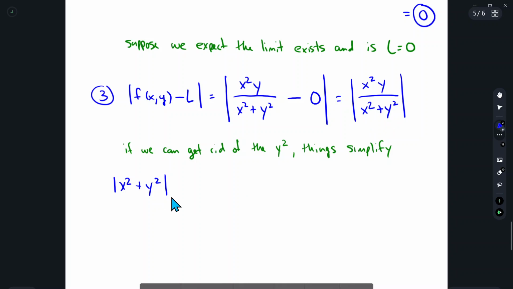I want to get rid of the y squared, right? So if I get rid of the y squared, what does it look like? Just the absolute value of x squared, right? So if I look at these two expressions and try to compare them, can I say anything about them at all? Here, they're almost the same, except the expression on the left is adding a y squared.